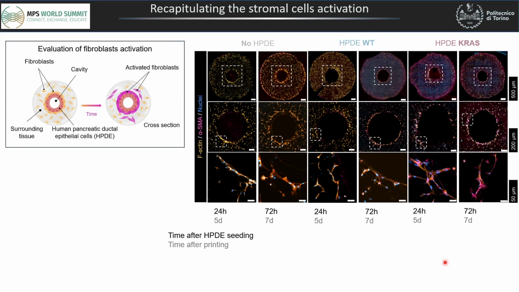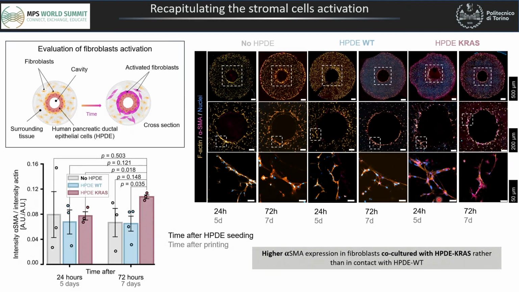Qualitatively, we observed that the fibroblasts co-cultured with the HPD KRAS cells exhibited a stronger expression of alpha-SMA, which increased with time. And this result was confirmed also by a quantitative analysis showing that the expression resulted significantly higher in fibroblasts co-cultured with the HPD KRAS cells for 72 hours compared to 24 hours.